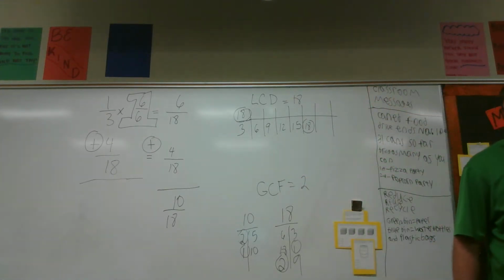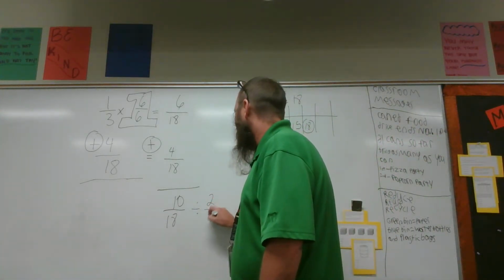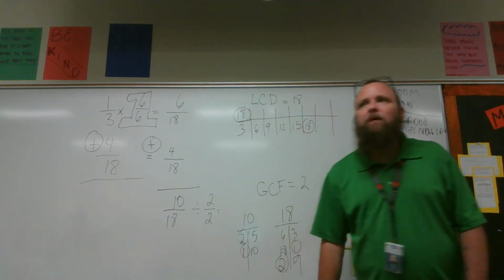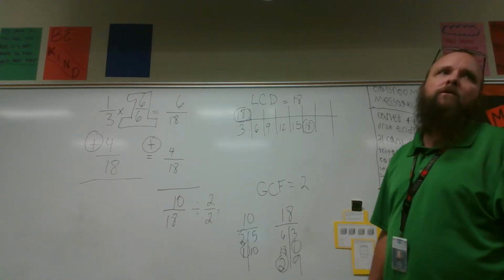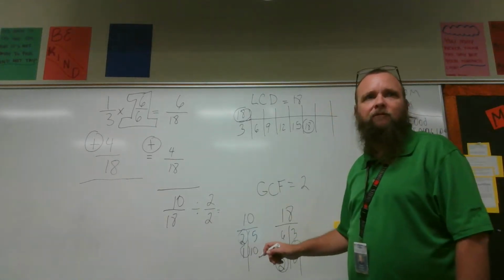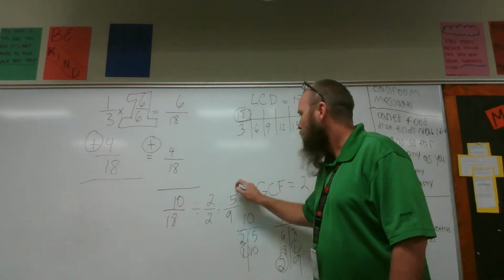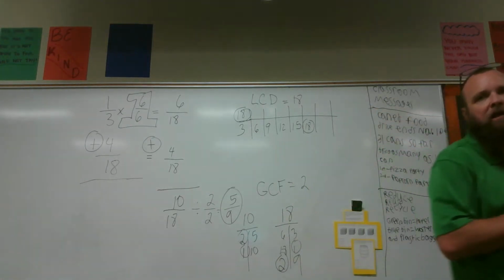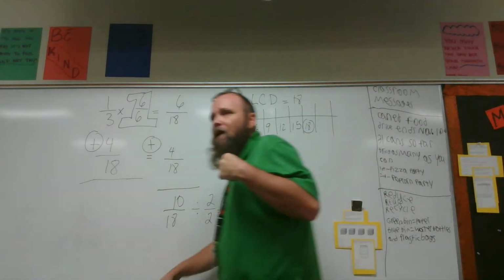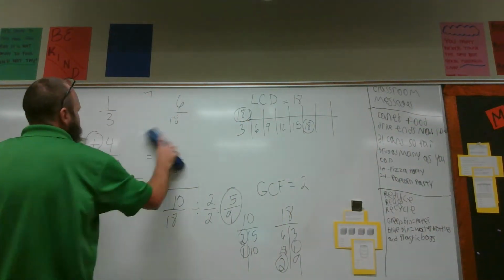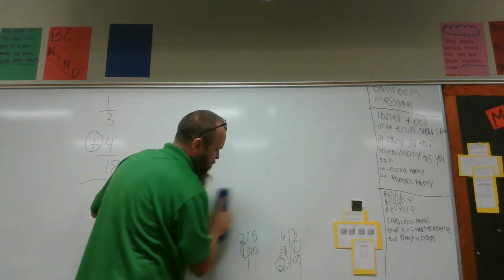Once I have found my greatest common factor, I divide both my numerator and denominator by that greatest common factor. 10 divided by 2 is 5. 18 divided by 2 is 9. My final answer for this fraction is 5/9. Now, Mr. Antics showed you a different way to do it. So let's look at that different way to do it.